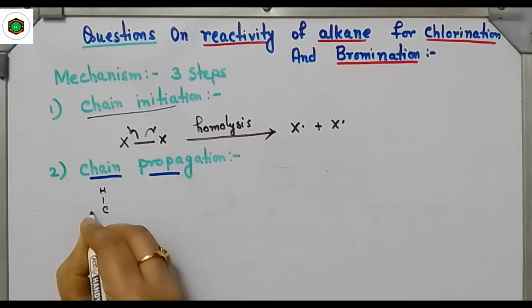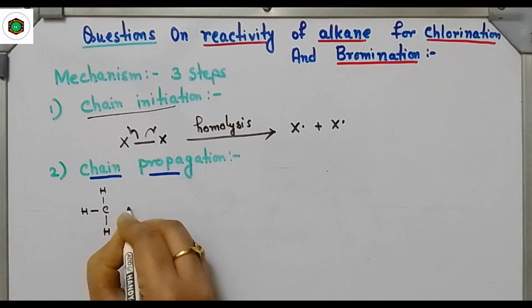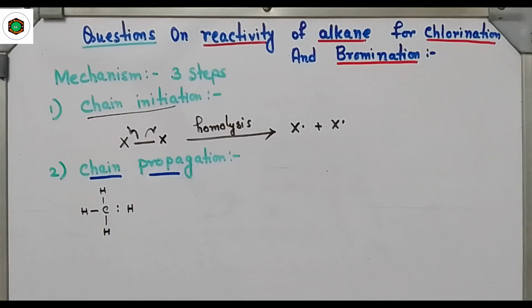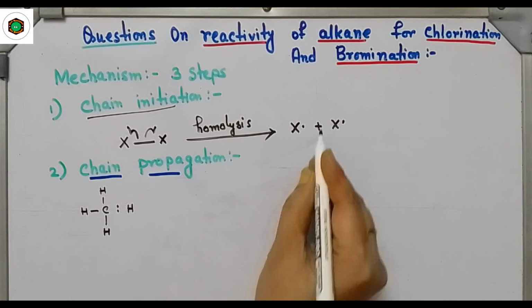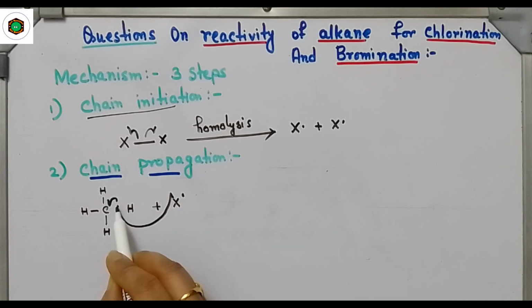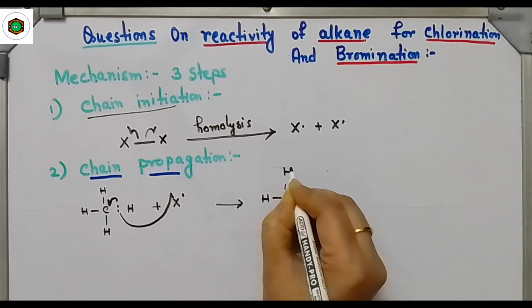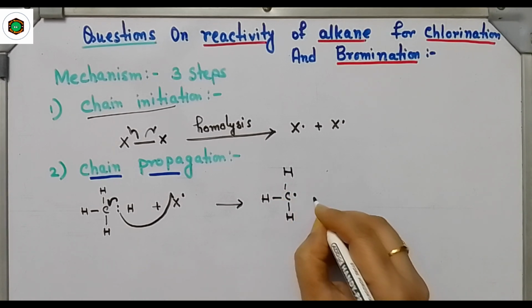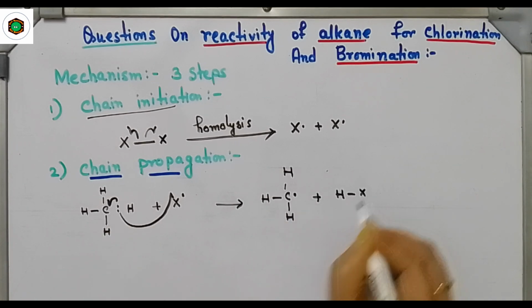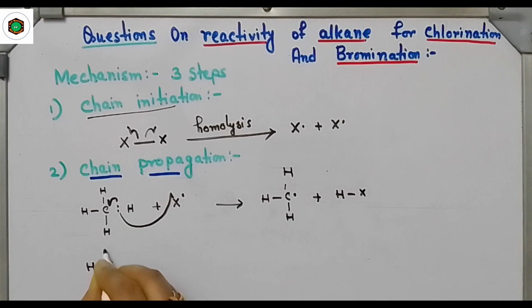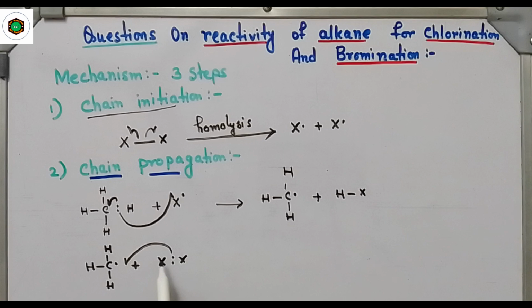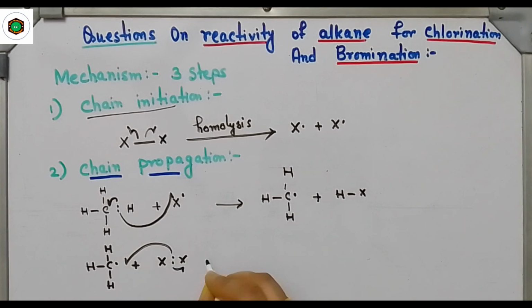Suppose we are taking methane molecule. So this covalent bond you can represent like this, because one covalent bond is formed by sharing of 2 electrons. Now this X dot is in the medium. One dot will come here and H dot will come here to form this methyl free radical plus HX. Then this methyl free radical reacts with another molecule of halogen. One X dot will come here, another dot will come on X to form this substitution product.